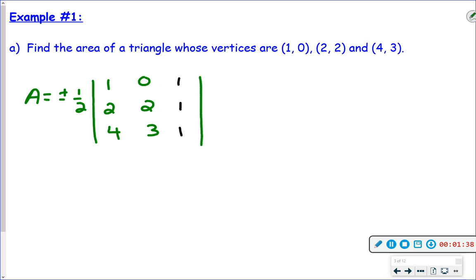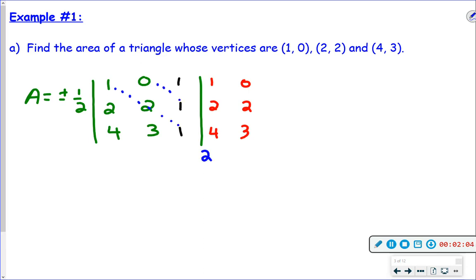Now, like I said, we're going to kind of mix and match today. I'm going to do the first couple determinants just by hand to review, but then as we get going, we'll probably do a lot of them in our calculator. So by hand, we're going to repeat the first two columns. So 1, 2, 4, 0, 2, and 3. And remember, you start in the top left corner and multiply your diagonals down. So 1 times 2 times 1.